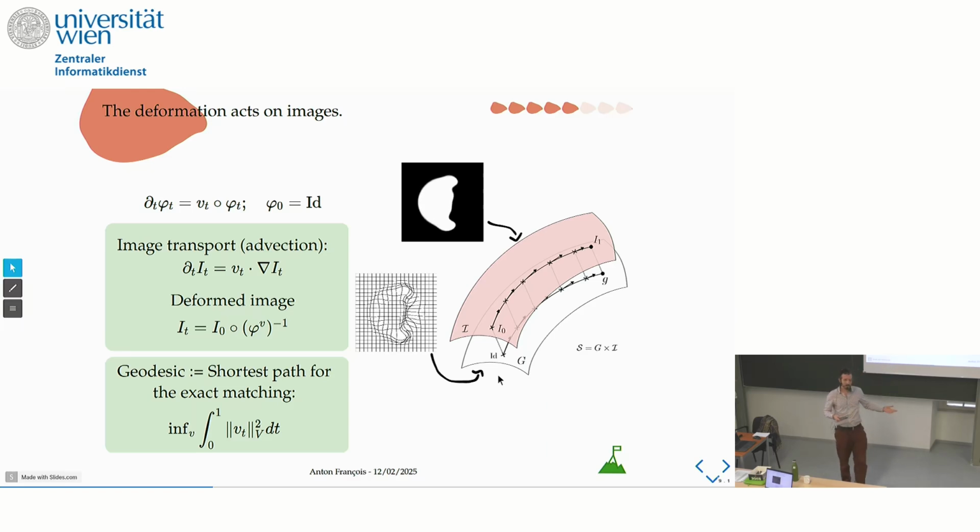We can define geodesics on the deformation space and on the image space. This is done with a Riemannian metric integrating over the V-norms that I defined earlier.